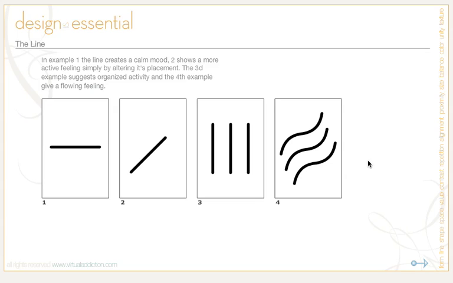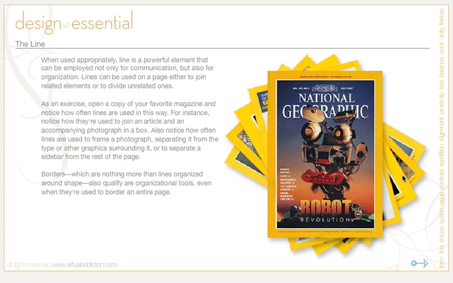As you start to appreciate the influence of a line, you can't help but notice the parts that lines play in our everyday lives. You can use lines as an organizer. When used appropriately, line is a powerful element that can be employed not only for communication, but also for organization. Lines can be used on a page either to join related information or to divide unrelated information. As an exercise, try opening a copy of your favorite magazine and notice how often lines are used in this way. For instance, you may notice how they're used to join an article and an accompanying photograph.